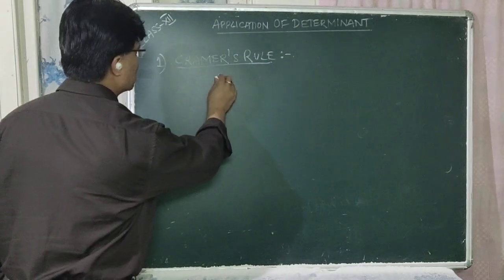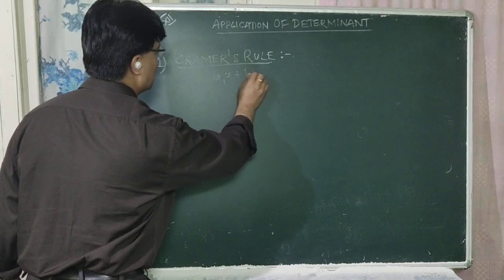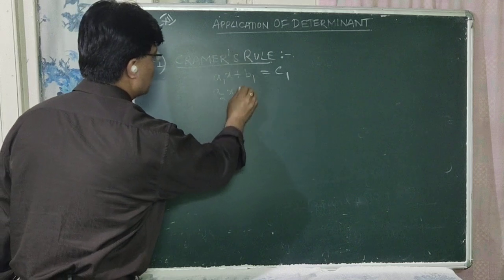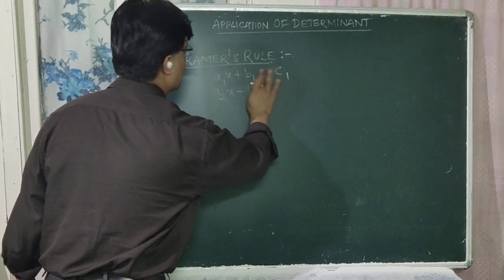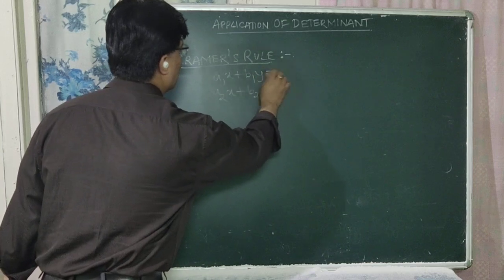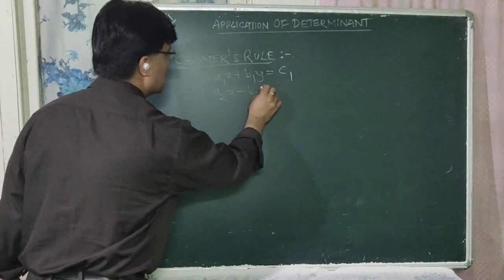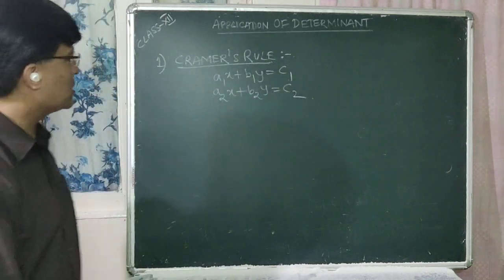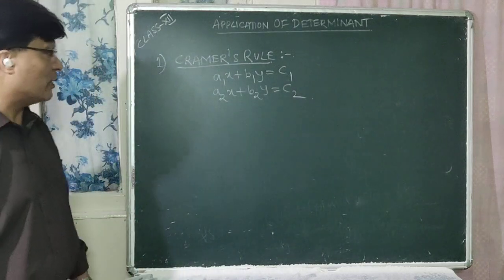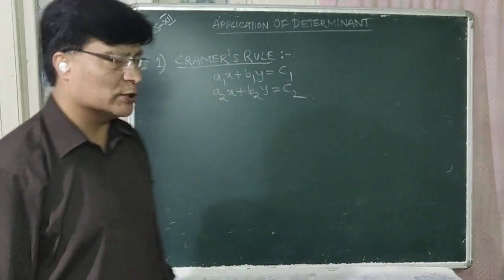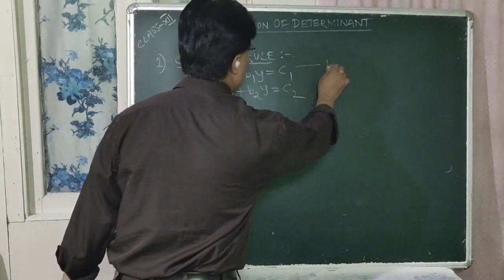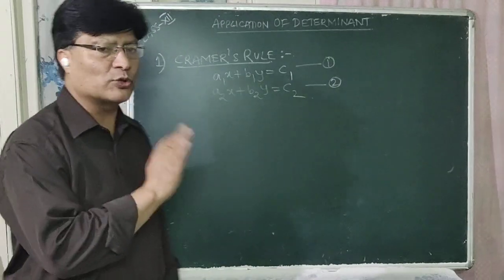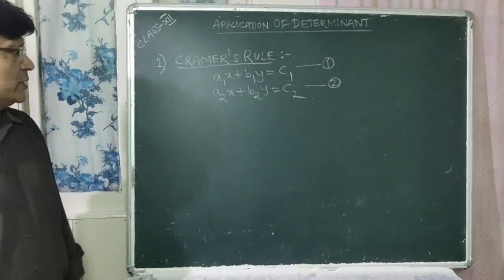Suppose the two equations are a1x plus b1y is equal to c1, and the other equation is a2x plus b2y is equal to c2. So this is equation number one and this is equation number two. Now use Cramer's rule to solve these two equations.